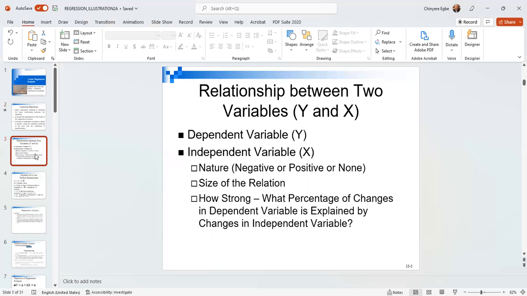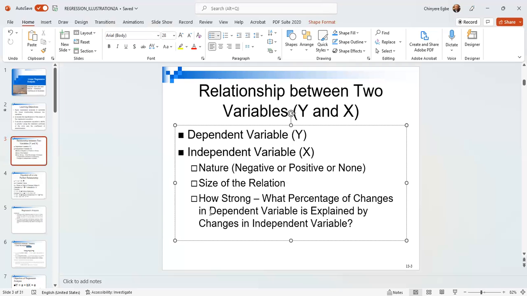For example, suppose that we say that your expenditure on clothing depends on your income. And so we ask the question, for each $1 increase in your income, how much would you allocate to clothing? It could be 10 cents. It could be 40 cents. It could be 20 cents. And so that is what the slope will tell you. How strong? What percentage of changes in the value of the dependent variable is explained by changes in the values of the independent variable?